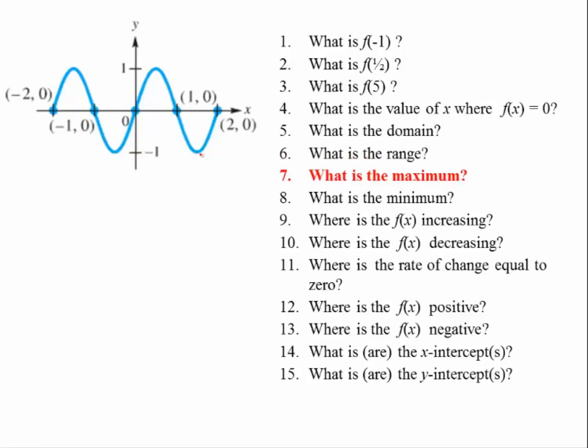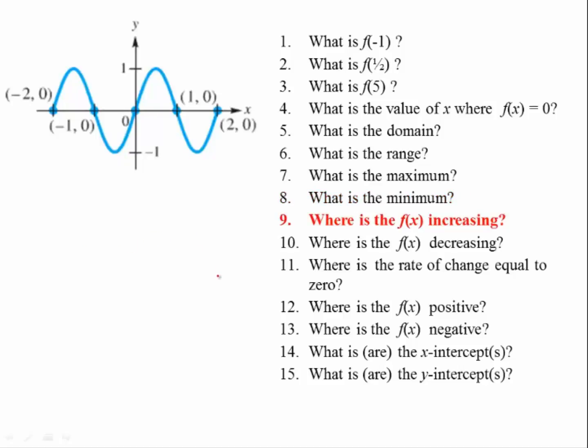Number 7, what is the maximum value? When we're asked this question, we're saying what is the largest y value for this function, and we see it occurs here and here. So the maximum value is when y is 1, or when f of x is 1. Number 8, what is the minimum? What is the smallest y value? We see that occurs here and here at negative 1. So the minimum is negative 1.